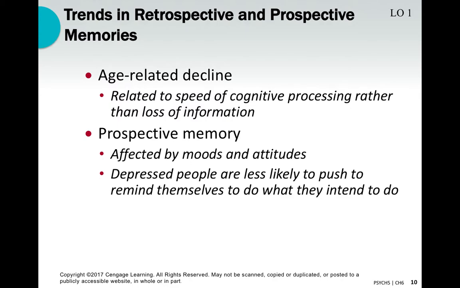Some other trends relate to our prospective memories, remembering things in the future. It's also affected by things like our mood, our attitude, our emotions, our motivations. Those things impact how we remember things we need to do in the future. If we're very motivated, if we're feeling good, if we have a positive attitude, we're probably more likely to remember things. But if we're down in the dumps, in a poor mood, or not very motivated, probably the opposite.